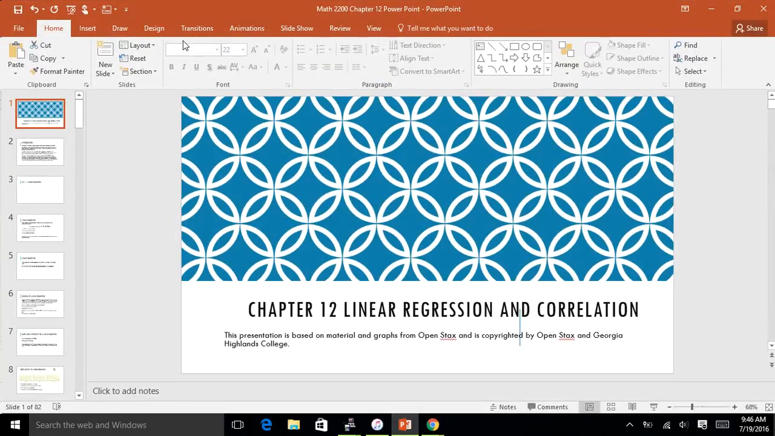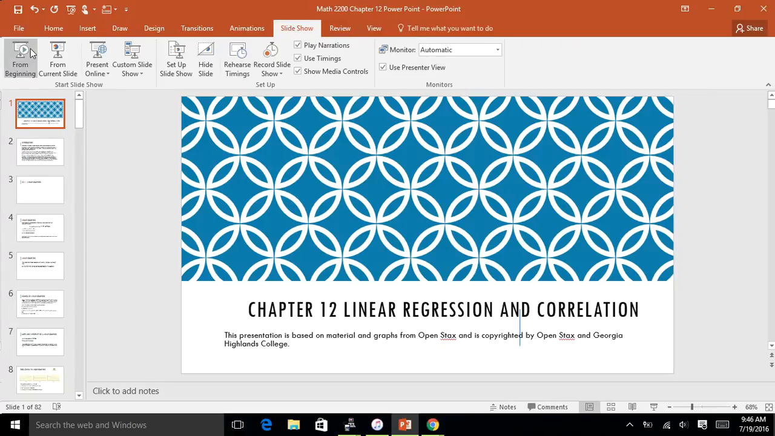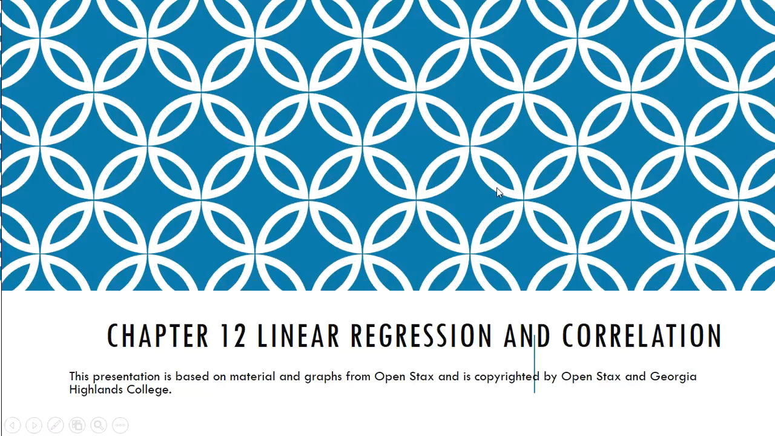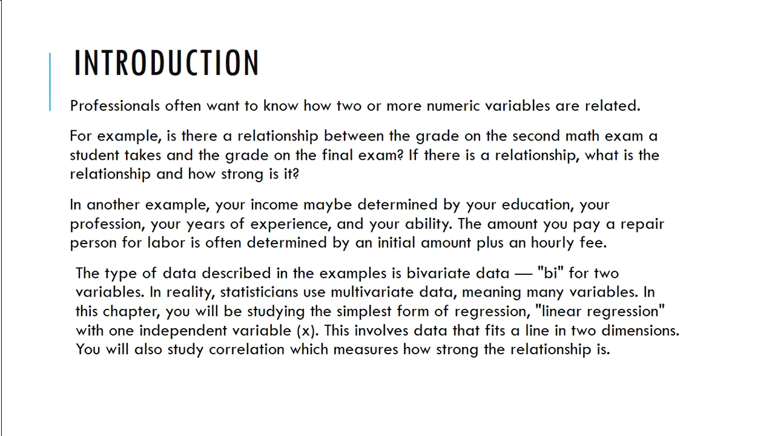So now we're going to talk about chapter 12, which is linear regression and correlation. A lot of times professionals want to know about how two variables are related to each other. So for example, is there a relationship between the grade on the second math exam a student takes and the grade on the final exam? What kind of relationship, if there is one, and would it be strong?